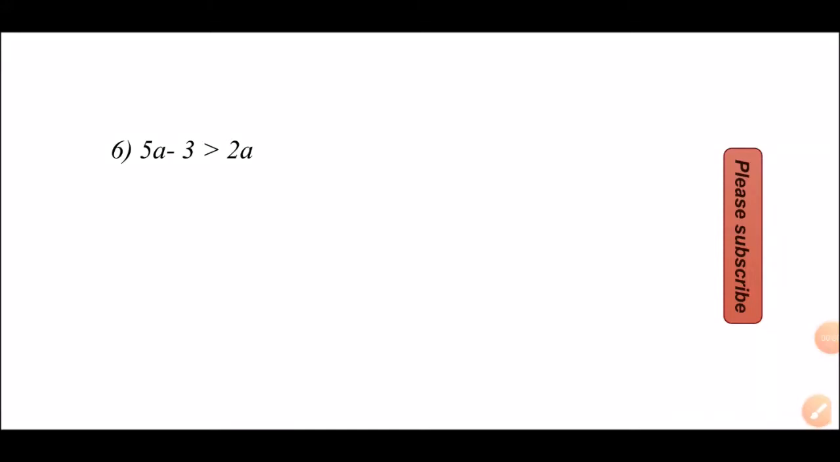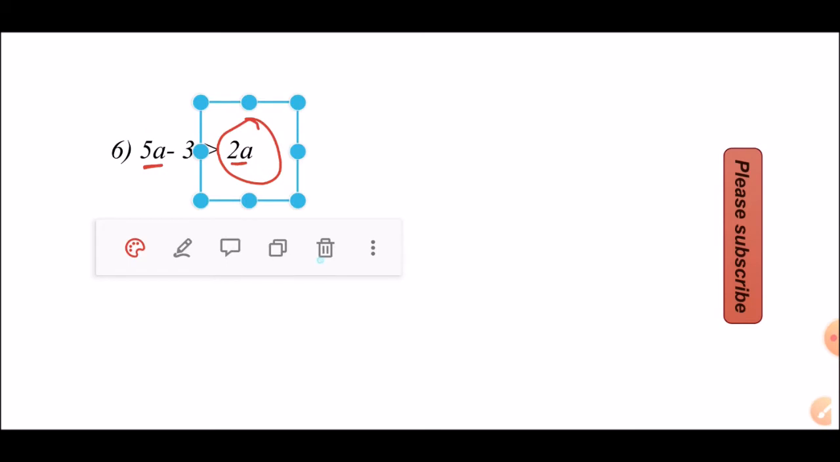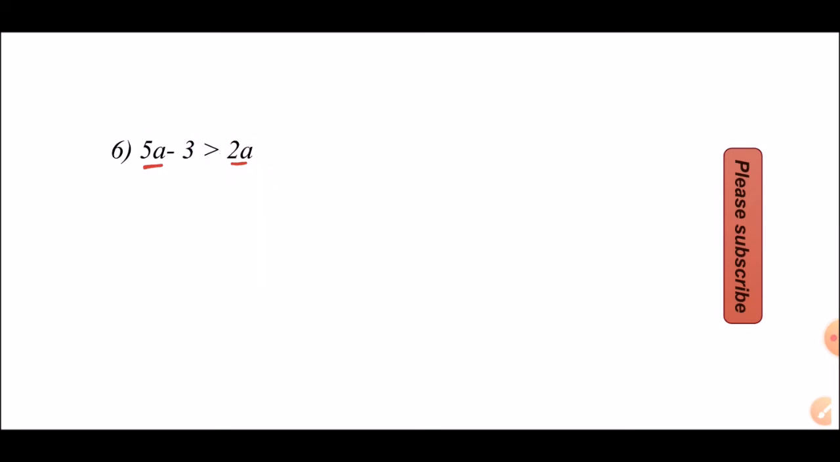So we now have 5 A's on the left, and we have 2 A's on the right. So we've got A's on both sides, the unknown on both sides. What we want to do is collect all the unknowns to one side. Which side has more A's? Obviously the left side has 5 A's, so that's more than 2A. So we're going to gather all the letter A's, or the unknowns, on the left hand side.